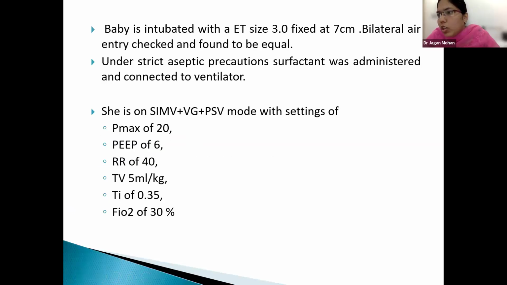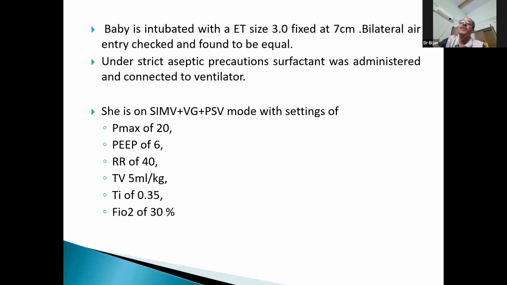The baby is on SIMV plus volume guarantee plus PSV mode with the settings of Pmax of 20, PEEP of 6, respiratory rate of 40, tidal volume of 5 ml per kg, inspiratory time of 0.35, and FiO2 of 30%. As we have discussed, regarding the maximum PIP we kept: once you connect a baby to a mechanical ventilator, you can see the working PIP. That means to deliver 5 ml per kg tidal volume, how much PIP is required by the baby. Suppose the baby's PIP requirement is 13 or 14, I think in your baby the working PIP was like that. So you keep just 5 centimeter above that working PIP.